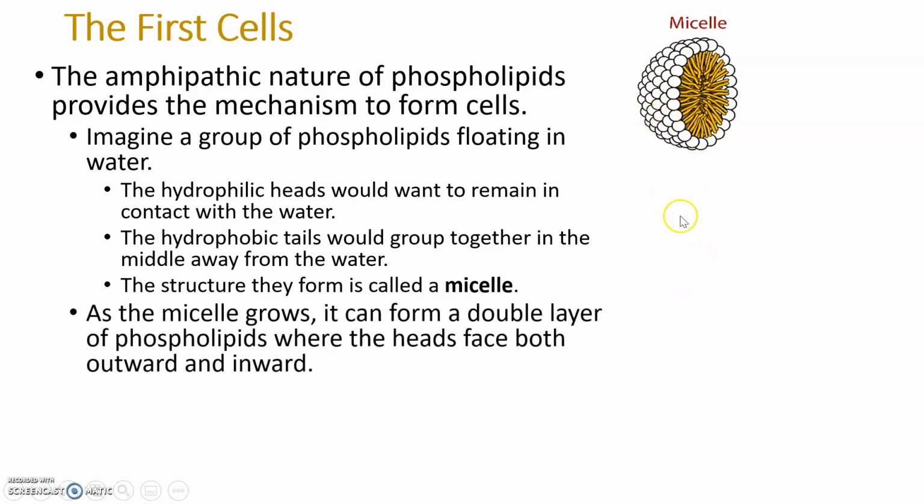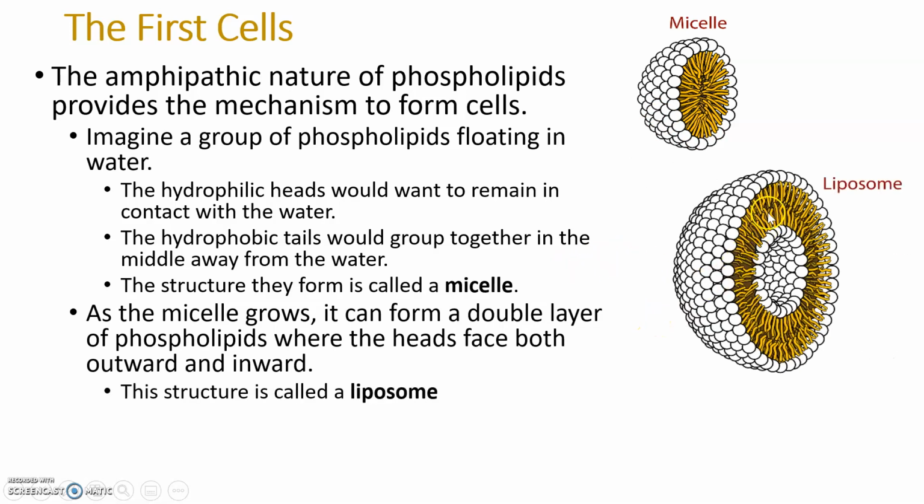If that micelle were to start to grow, it can form a double layer. And that structure is called a liposome. So here's a liposome. And again, here's that double layer. We have heads on the outside, facing the water, and heads on the inside. So this inner cavity here, those heads would also be in contact with water or a water-like substance on the inside of the cell. And the tails, again, stay in the middle, nice and dry, away from the water.